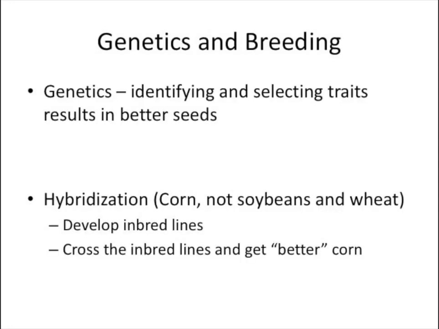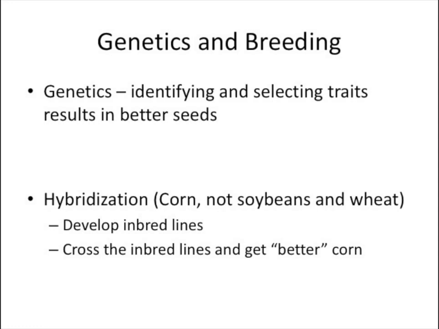In the early 1900s, the importance of genetics and breeding came to the front. Genetics was about identifying and selecting traits that resulted in better seeds. And then another major introduction was hybridization. This hybridization was introduced on corn because it's relatively easy to do hybrids on corn, and it hasn't been as prevalent as in soybeans and wheat.